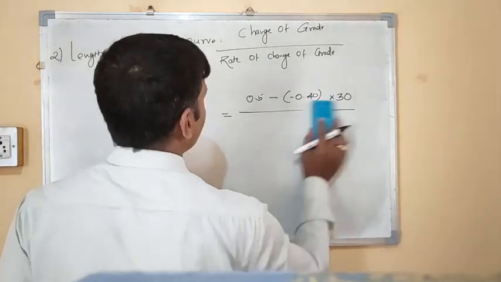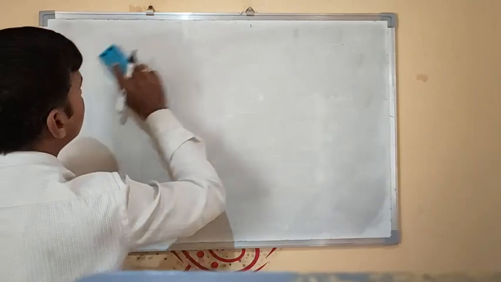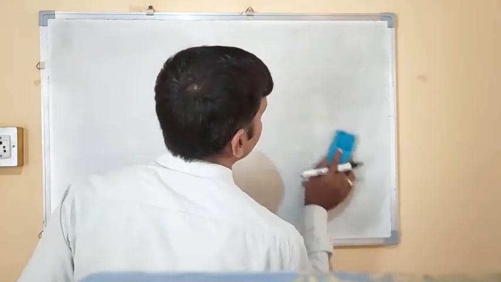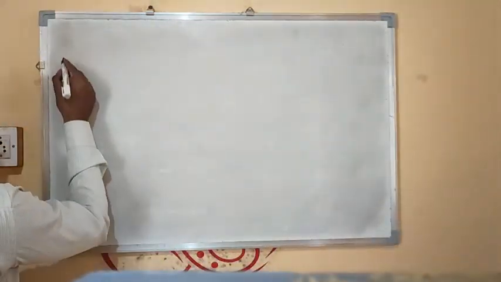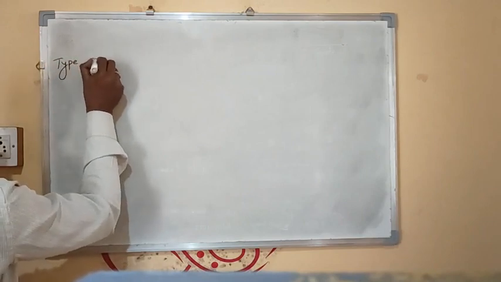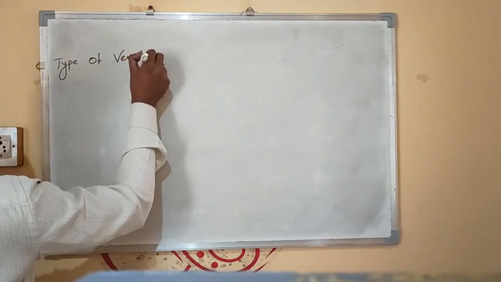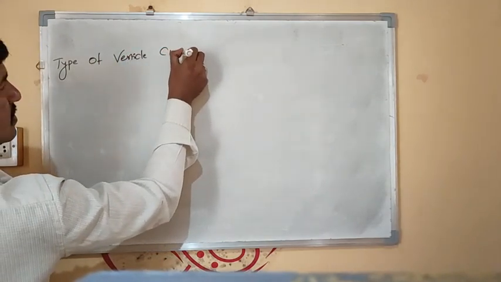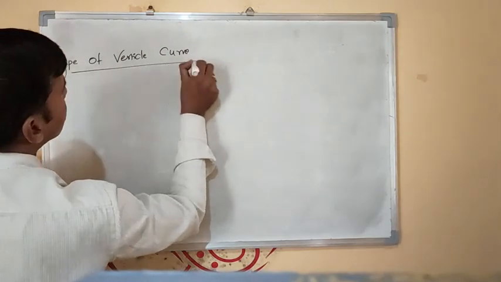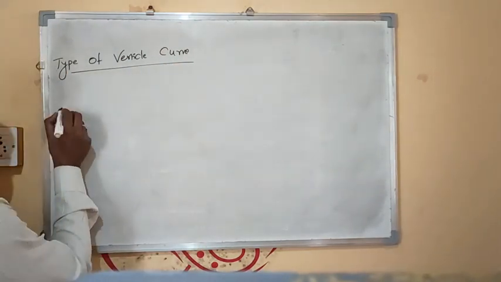The last point remaining from the vertical curve is the types of curve. There are two types of vertical curve. One is the summit curve.